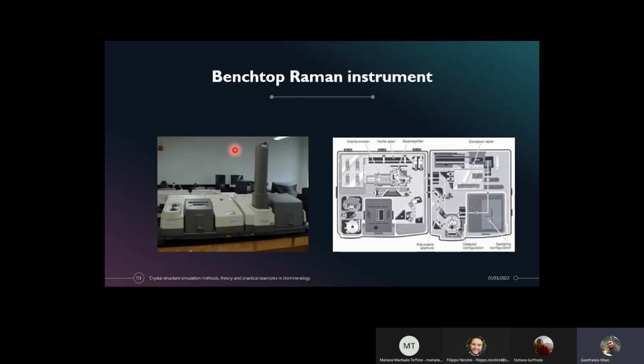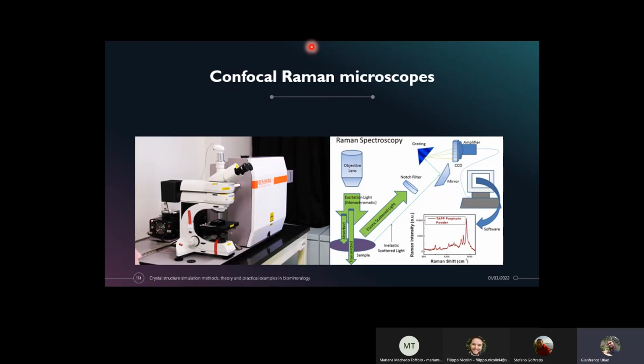This is a typical benchtop Raman instrument. There are also other configurations, such as confocal Raman microscopes, where a confocal microscope is associated with a Raman spectrometer to collect a map of the Raman signals within your sample. You can make XY maps and also Z stackings, so you may reconstruct the Raman signals coming from your sample.